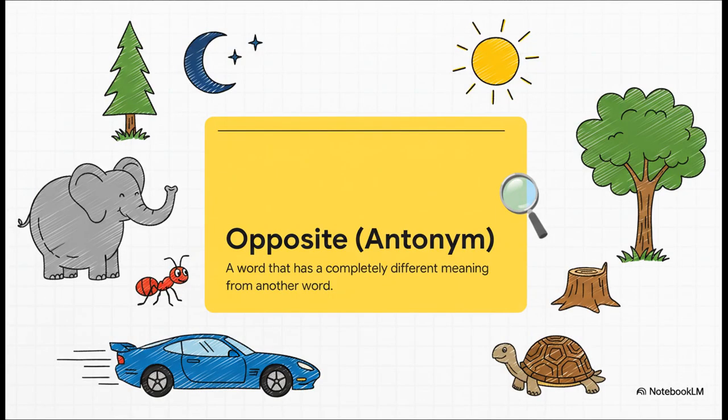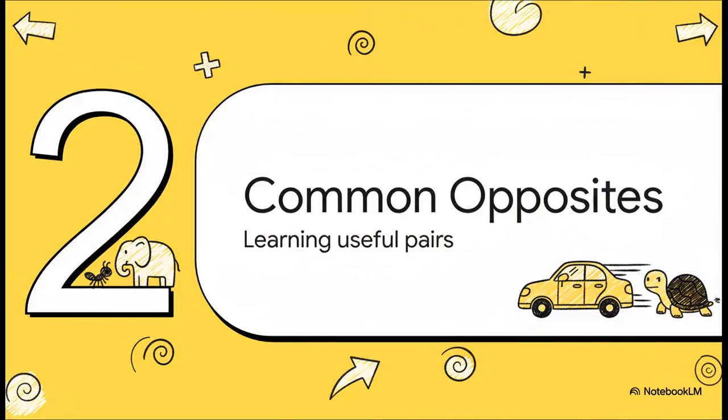And then, of course, you have the opposite part. An opposite, and you might hear the fancy word for this, which is antonym, is just a word that has a totally different meaning from another one. You know, like hot and cold or up and down. They're complete opposites. All right, let's look at some of the most common pairs you're going to run into all the time. Seriously, learning these together is like a cheat code for boosting your vocabulary fast.